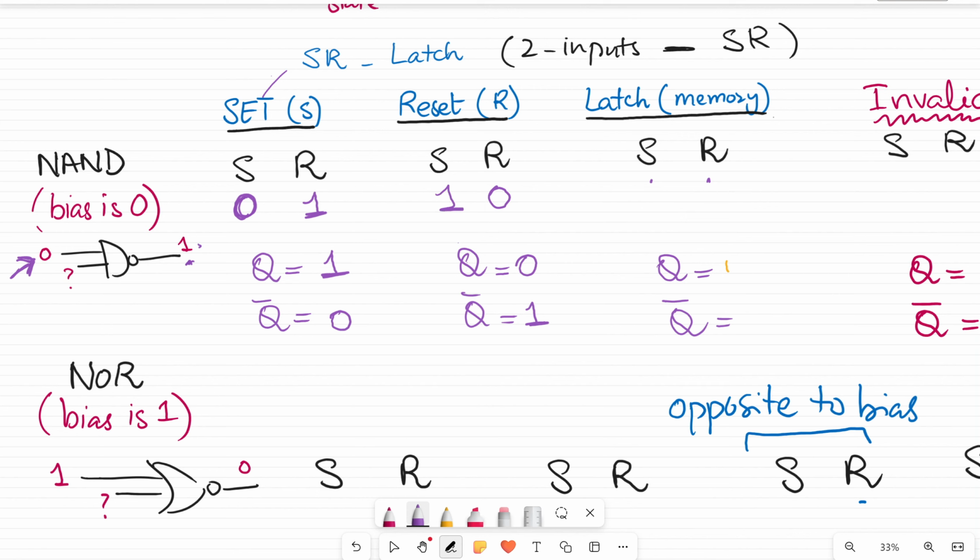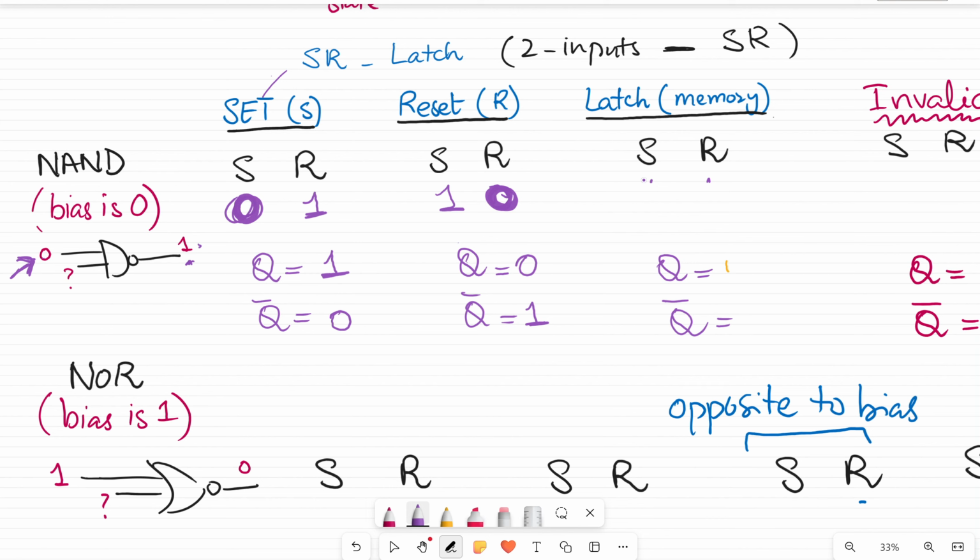So set will be the other. In a reset state we focus on the reset pin, and in a set state we focus on the set pin, and we give it the input which is its bias, which is 0. Now, to latch on to the previous value, always remember that the latch input must be totally opposite to the bias input.